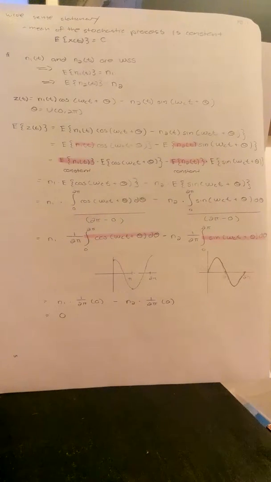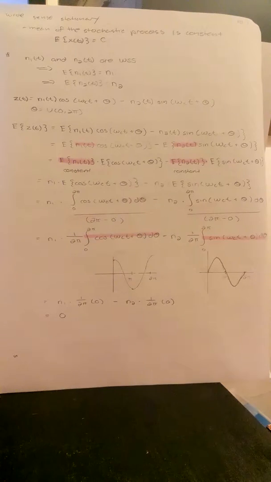When a stochastic process is labeled wide sense stationary, that means the mean of the stochastic process is constant. So the expected value of some function X(t) would equal c, some constant. Since N1(t) and N2(t) are wide sense stationary, the expected value of each is a constant. So the expected value of N1(t) is going to be n1, and the expected value of N2(t) equals n2.